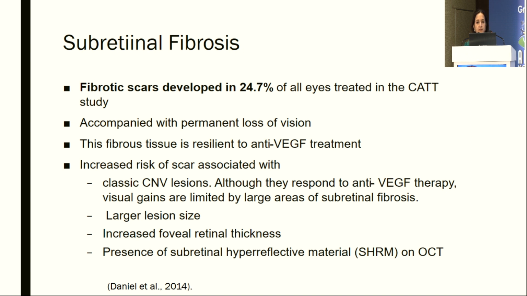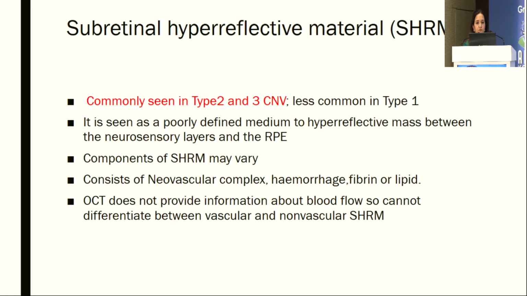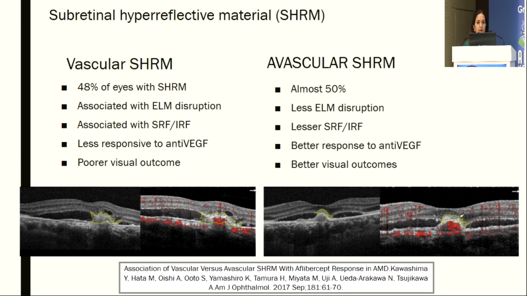Subretinal fibrosis: nearly one fourth of the eyes can have fibrotic scars, and this fibrous tissue is generally resilient to anti-VEGF treatment, more commonly seen in type 2 and type 3. Subretinal hyperreflective material, if present, can definitely increase the rate of subretinal fibrosis. You could have vascular or avascular SHRM. Vascular SHRM means there is already a type 2 component which has come up, and you can see the flow is present, which is suggestive of a type 2 component.